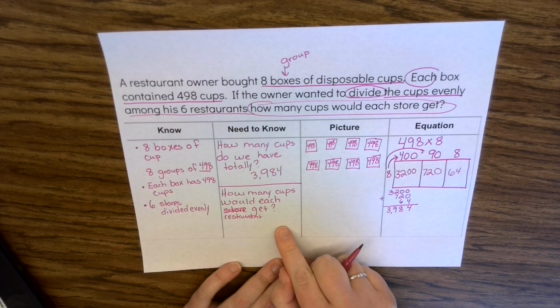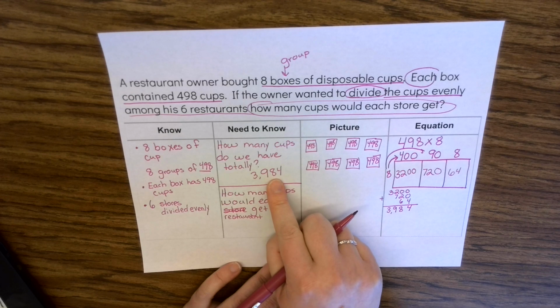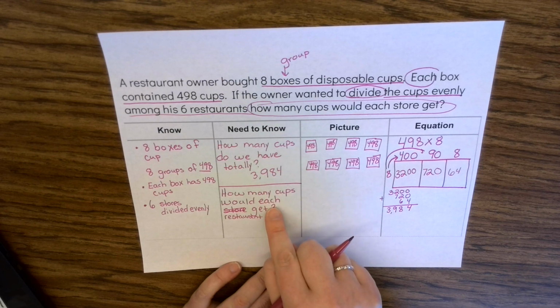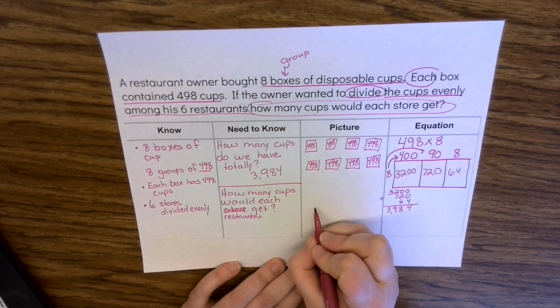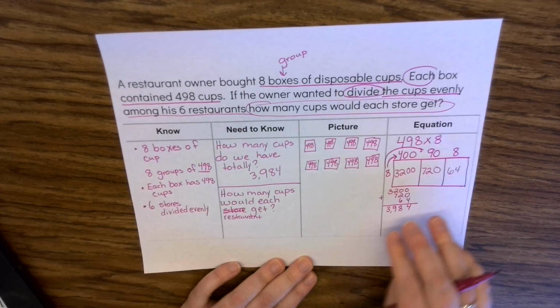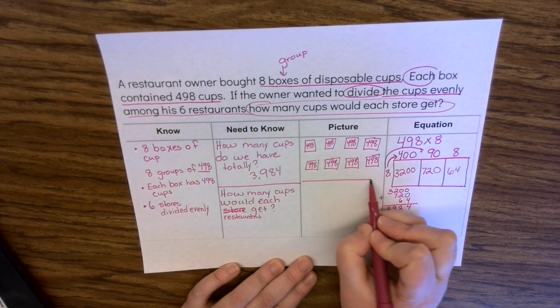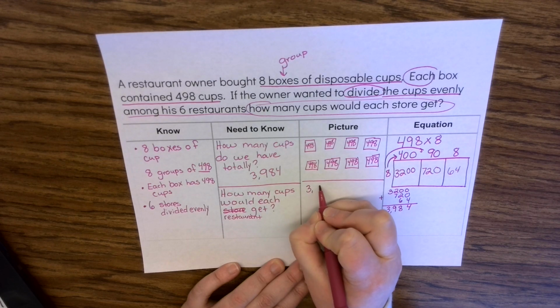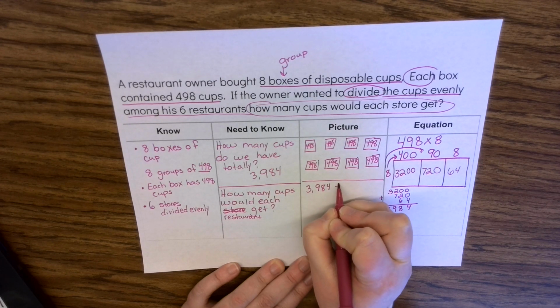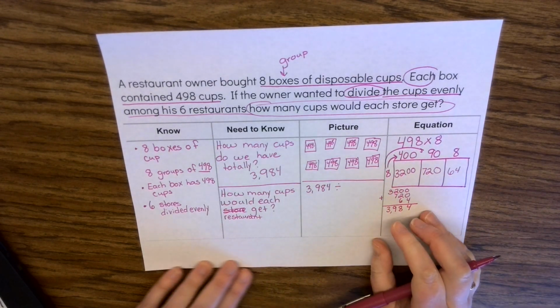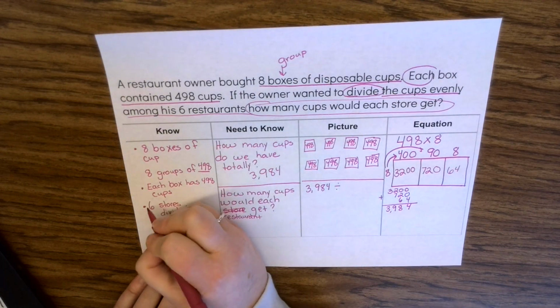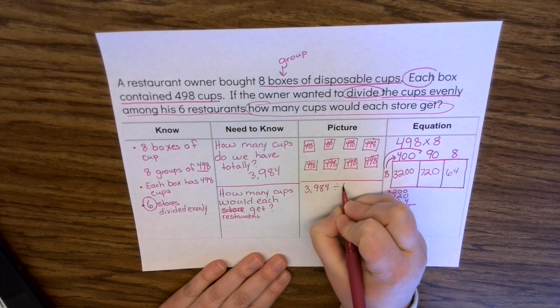Now, would each store's amount be getting bigger than 3,984? No. So I'm not going to multiply and I'm not going to add to figure out how many cups each restaurant would get. I'm going to divide. And I'm going to do my equation. Don't have enough room, so I'm going to do it over here. It's going to be 3,984 divided by how many restaurants we have. We have a total of 6. So I'm going to divide that by 6.